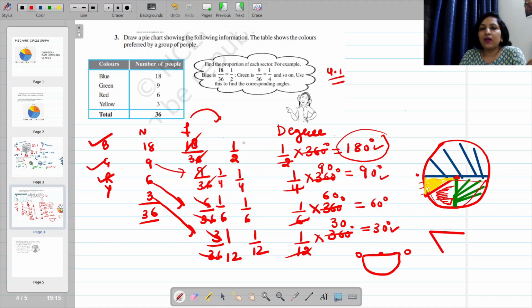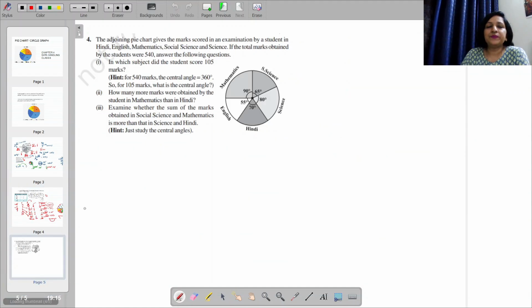What are the steps? Step number 1, making the fraction. Then fraction multiplied by 360 degrees, you will get the degree. Then you need to learn how to use your protector for measuring the angles here, and you can easily make a circle graph. Let's do one more question.